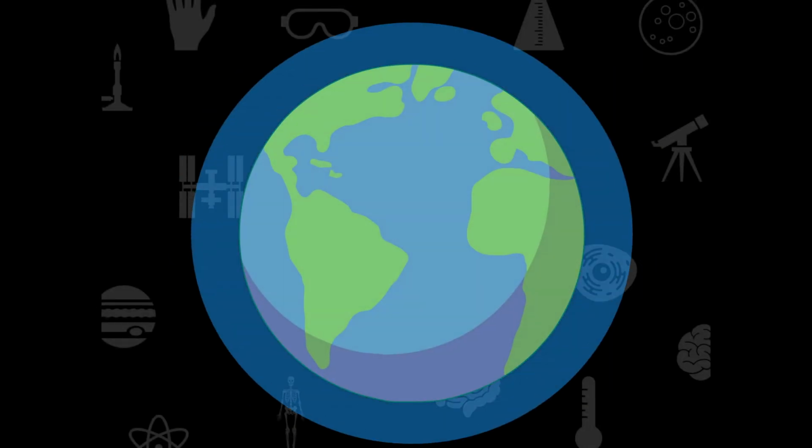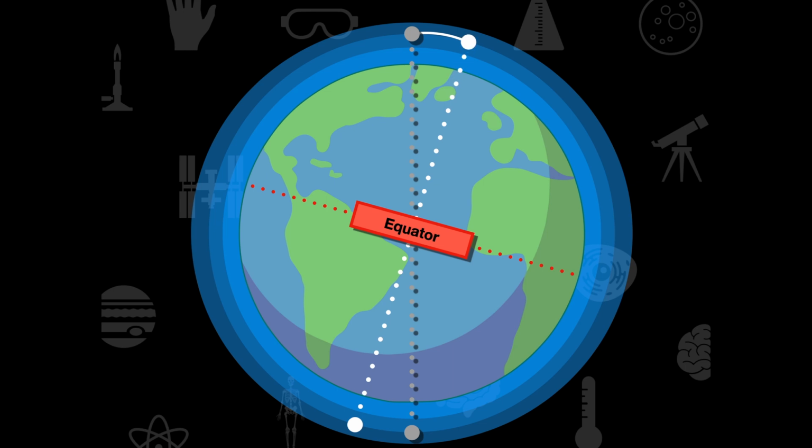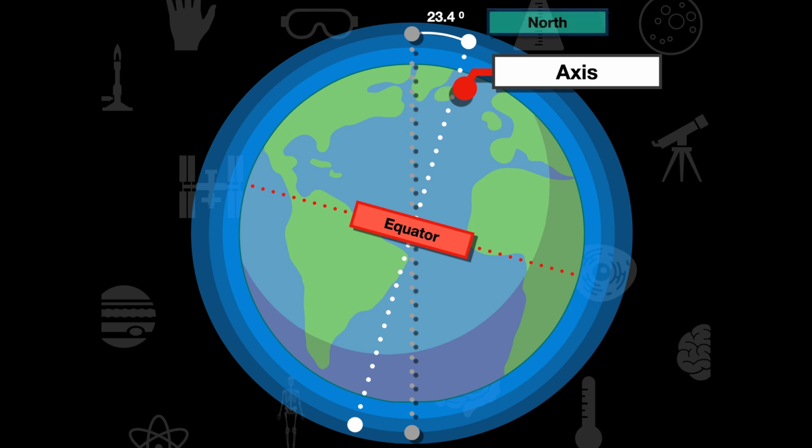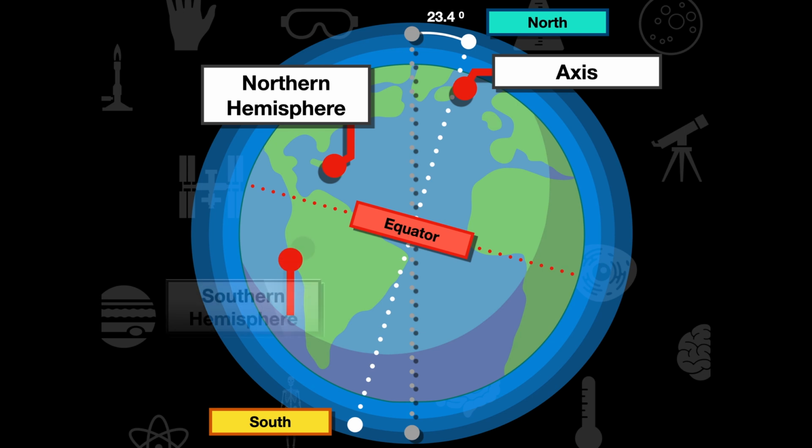Now, if we look at the Earth in a little more detail, we're going to see a couple of things that distinguish how it moves. Through the center of the Earth, we have the equator, and we can draw a line through the center of the Earth and offset it by 23.4 degrees. That's the axis on which the Earth spins. So the Earth is spinning on an axis, tilted slightly to the right. Above the equator in the north, we see the northern hemisphere, and below the equator in the south, we see the southern hemisphere.